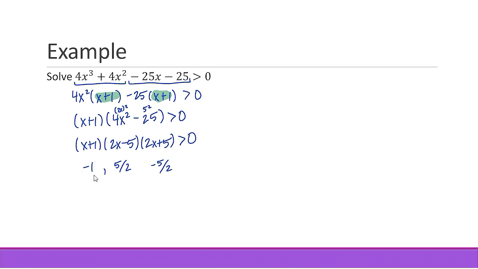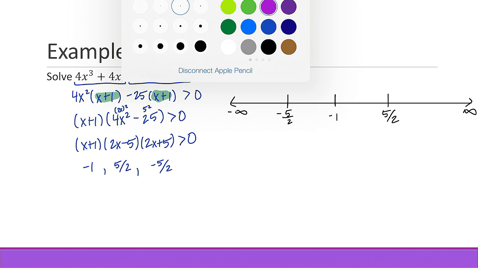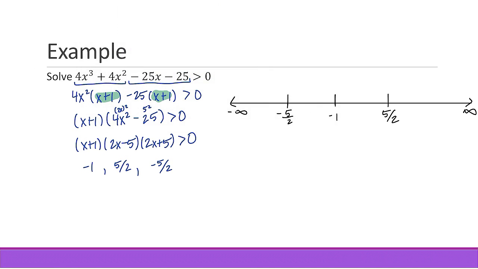So these are all of my zeros. I'm going to put them on a number line that goes from negative infinity to infinity, the domain. We'll plot negative 5 over 2 because that's negative 2.5, then negative 1, then positive 5 over 2. We will pick some test point values, so negative 2.5, to the left of that is negative 3.